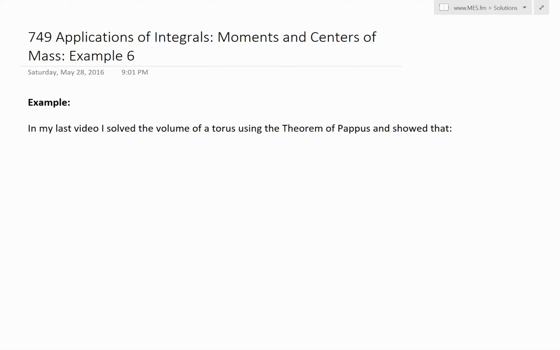Hi, it's time for another Math Easy Solution to discuss further applications of integrals and look further into moments and centers of mass, and go over Example 6 of the example series.